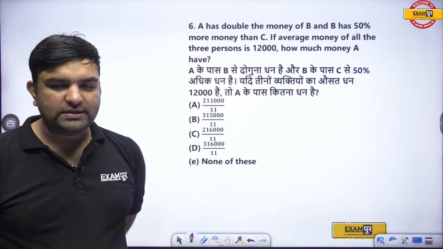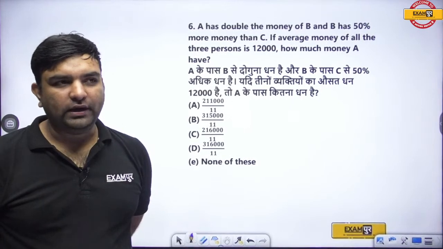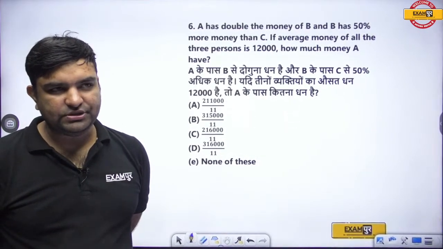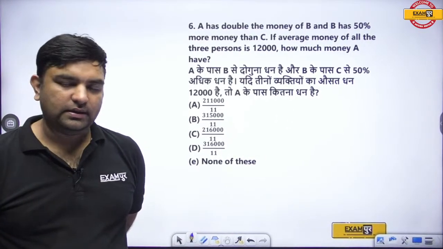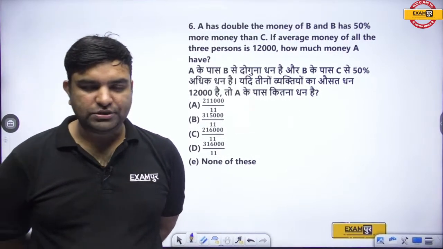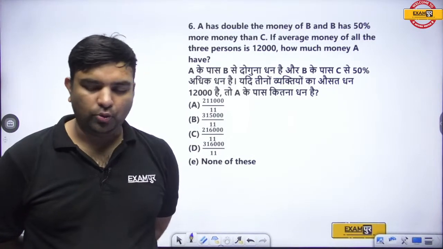From tomorrow onwards, we will start the types, like voting type, conservation type, then successive percentage change type. So be ready for it. If you want to study something on your own, you can.